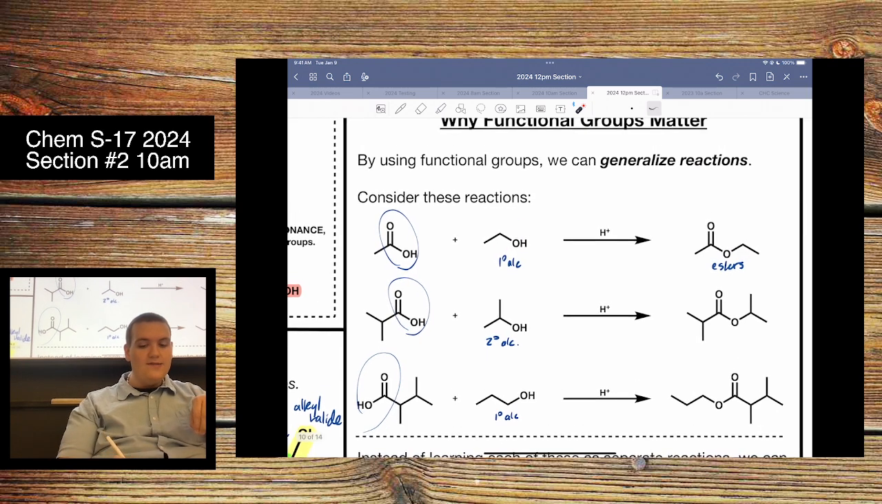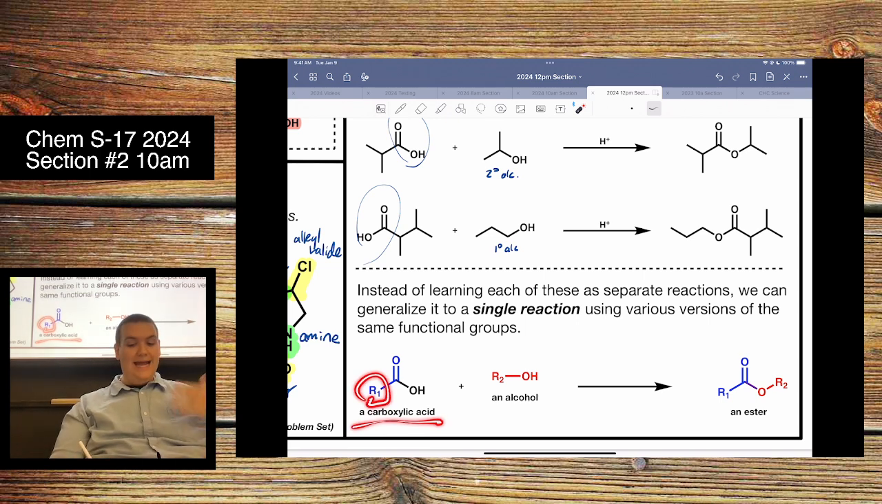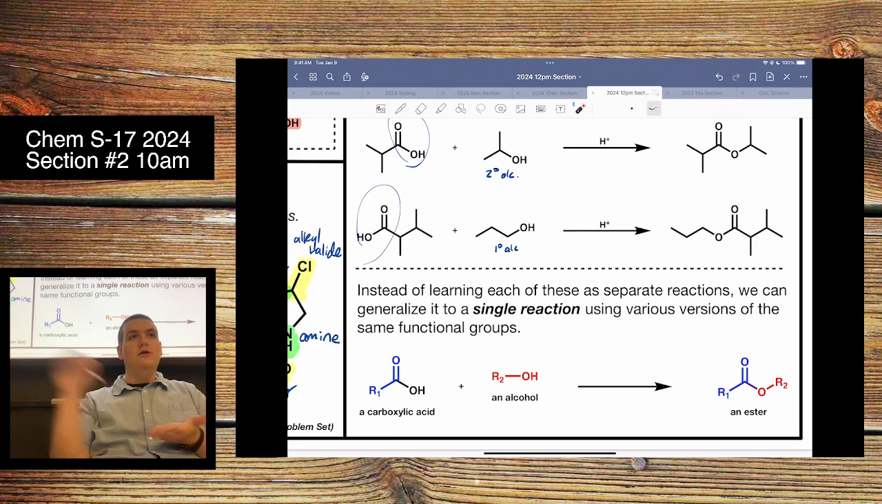So instead of memorizing all of these as separate reactions and the rest of the list of 50 reactions I would give you, we teach it this way. We say any carboxylic acid, doesn't matter what this R group is, and any alcohol, it doesn't matter what this R group is, they are going to come together and form an ester. That is the power of this. It's letting you work smarter and not harder, and it's letting it become way less tedious.